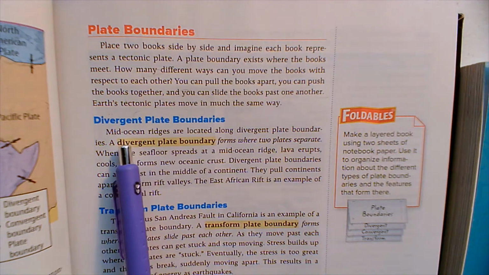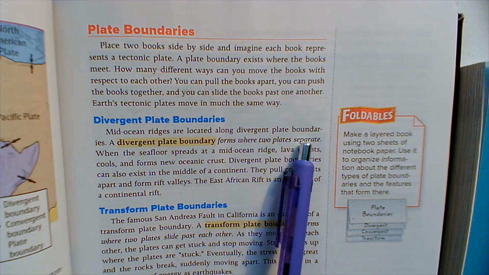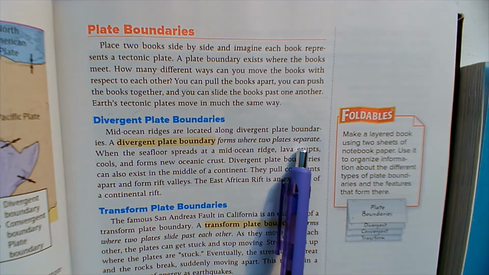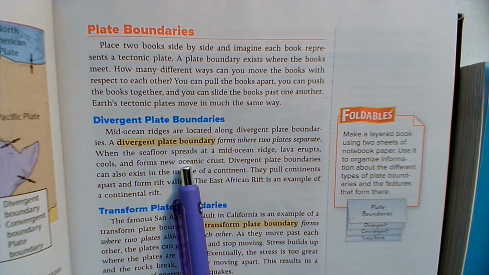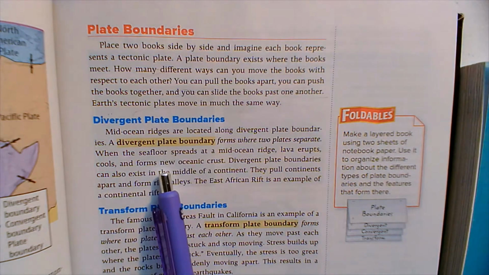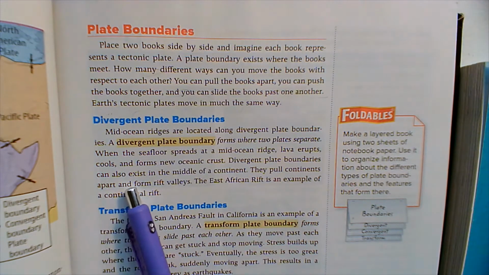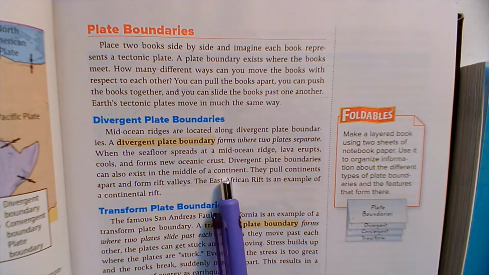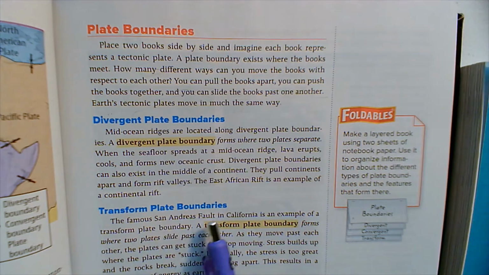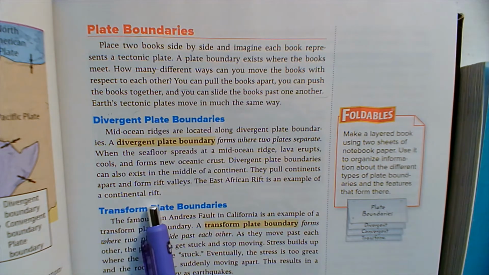Divergent plate boundaries. Mid-ocean ridges are located along divergent plate boundaries. A divergent plate boundary forms where two plates separate. When the seafloor spreads at a mid-ocean ridge, lava erupts, cools, and forms new oceanic crust. Divergent plate boundaries can also exist in the middle of a continent. They pull continents apart and form rift valleys. The East African Rift is an example of a continental rift.